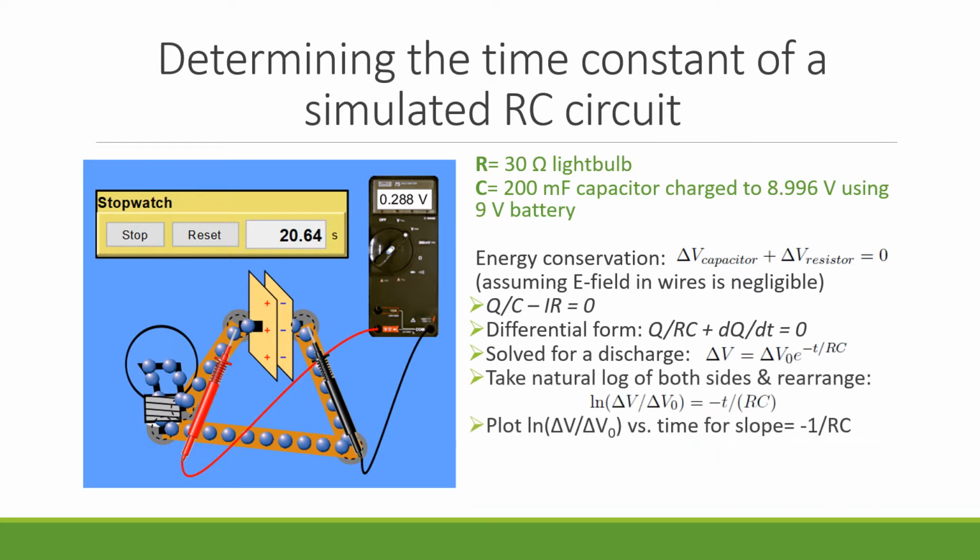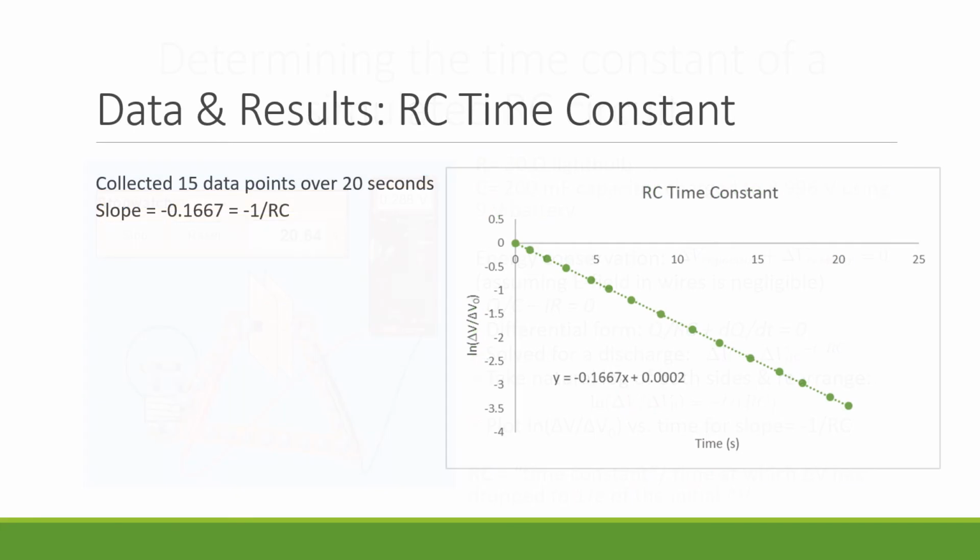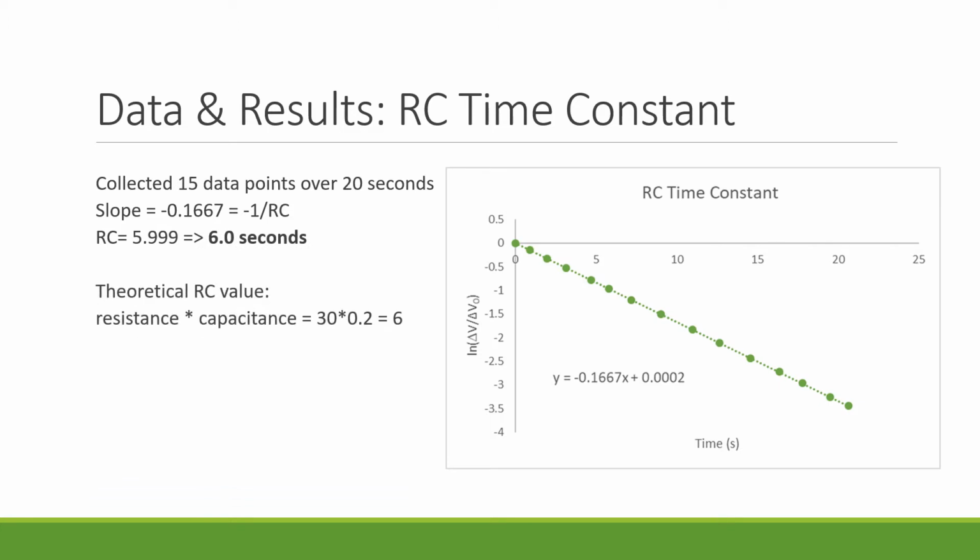And then we use what we know to derive an expression that can ultimately be graphed to find the RC value based on our experimental data. RC is the time constant, or the time at which the electric potential has dropped to 1 over e of the initial. The result I got for my RC value was 6 seconds, which agrees with the theoretical RC value, which is resistance times capacitance, and is also 6 seconds.